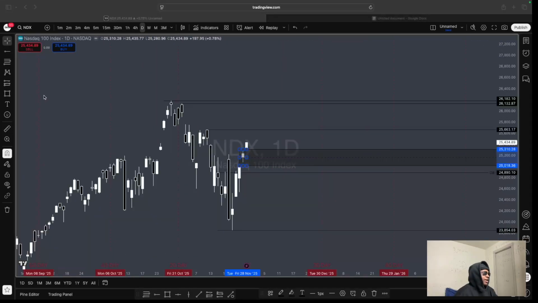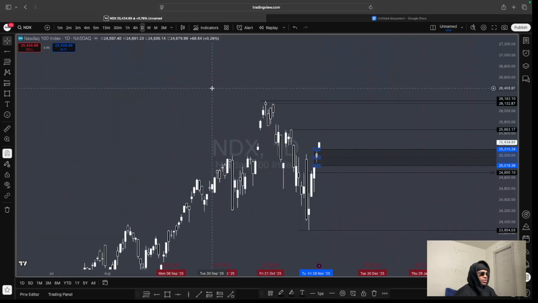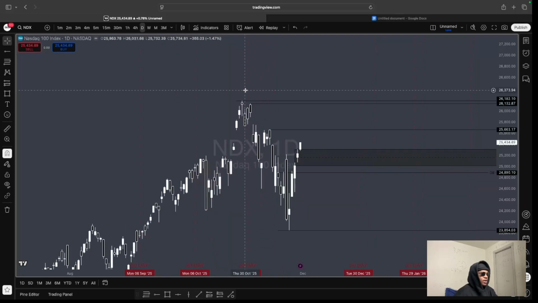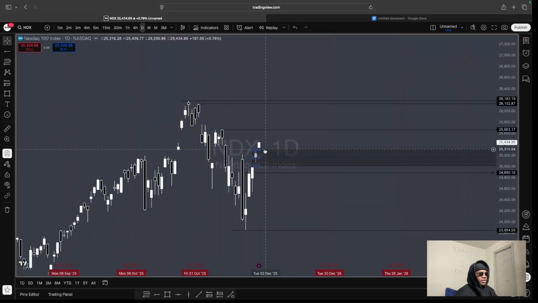We got these volume imbalances right here on the NASDAQ 100. So now I definitely see, I like these relative equal highs and its all-time highs. After we tap back into this 25,310.28, I definitely want to see it go back up to these all-time highs. Also, I don't want to see it close below the consequent encroachment. We got this good volume imbalance right here. I don't want to see it close below the consequent encroachment of it.